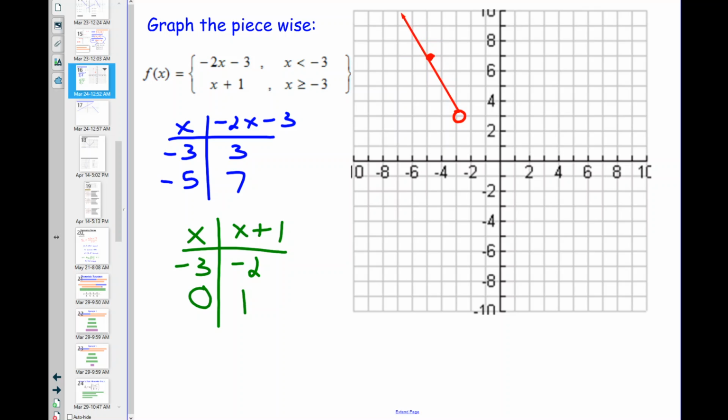And then the next piece is negative 3, negative 2. That one's closed. 0, 1. That one's closed.